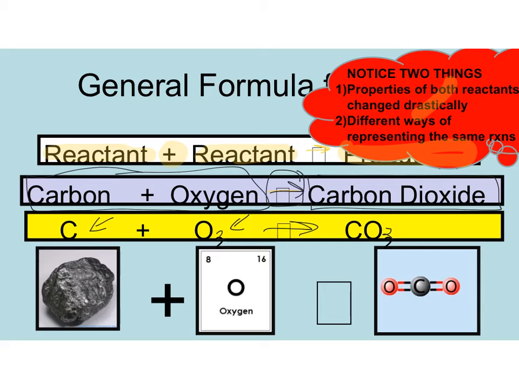Now, if we were to look at it, this is what pure carbon looks like. Oxygen gas is clear, so there's not really a good picture of it. And same with CO2, the gas is clear. But there's what the molecule would look like.